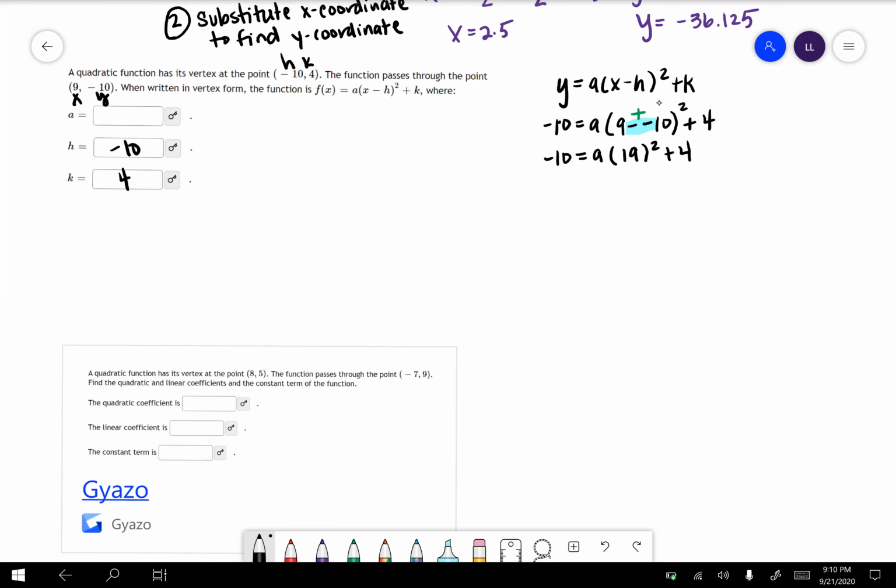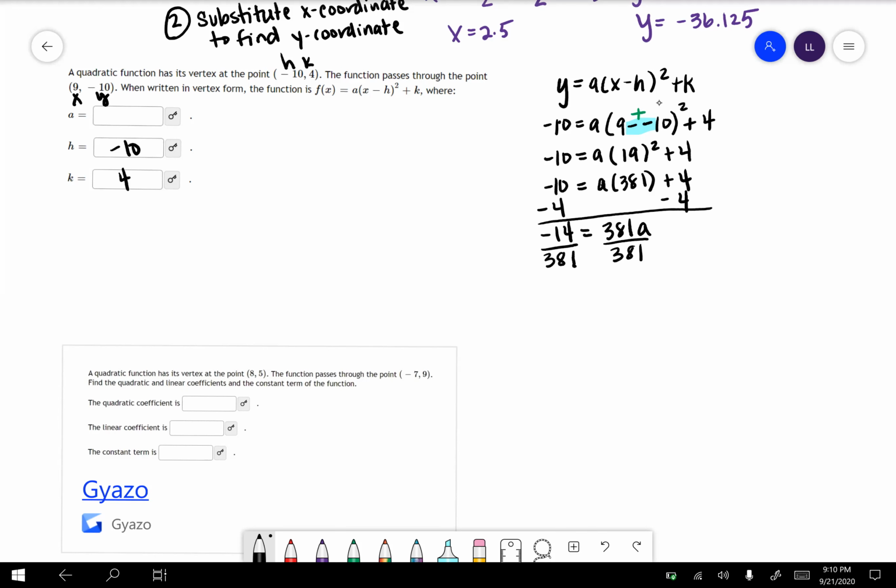And so now we need to go ahead and simplify. 19 squared is actually 381. So negative 10, using PEMDAS, of course, is equal to A times 381 plus 4. So let's subtract 4 from both sides. And we have negative 14 is equal to 381 times A. Now to get rid of the 381, we need to divide by 381 because it's being multiplied. So divide by 381 on both sides.